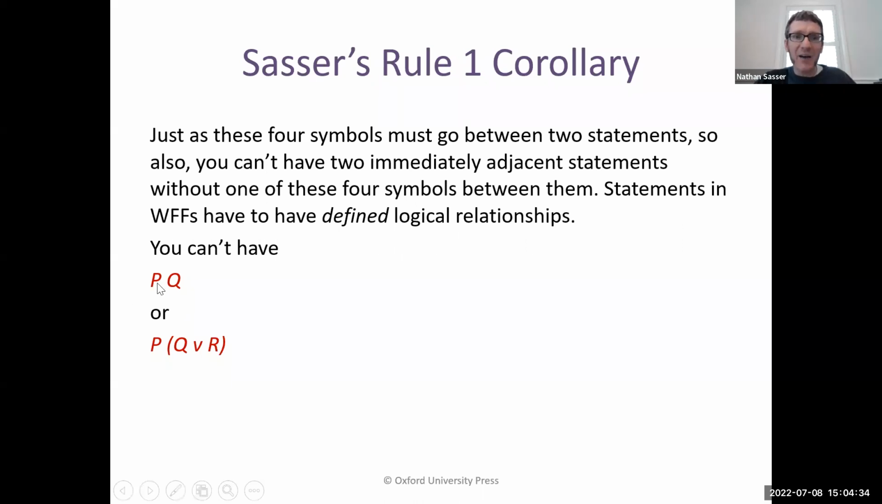So you can't have P, Q. What are they to each other? Are they a conjunction? Are they a disjunction? Are they conditional? Are they it's complicated? We don't know. So you've got to have something between them. Or you can't have P parentheses Q or R. Again, what's the relationship between P and the parentheses statement? We don't know. Put something between them. Define the relationship.